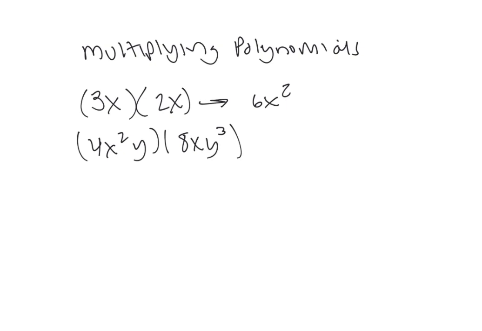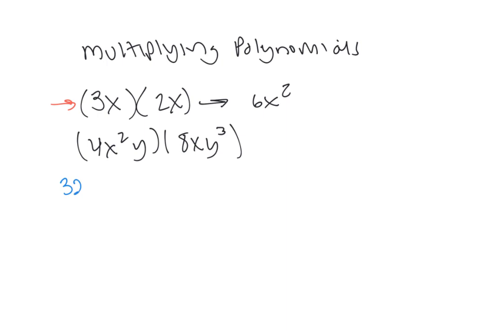Today we started multiplying polynomials. The problem that we had on the board was this one right here. It was 3x times 2x, and the answer is 6x squared. So we looked at that one example, and we looked at 4x squared y times 8xy to the third power. We tried to figure out what the answer with this would be, and we had some answers that were thrown up there.